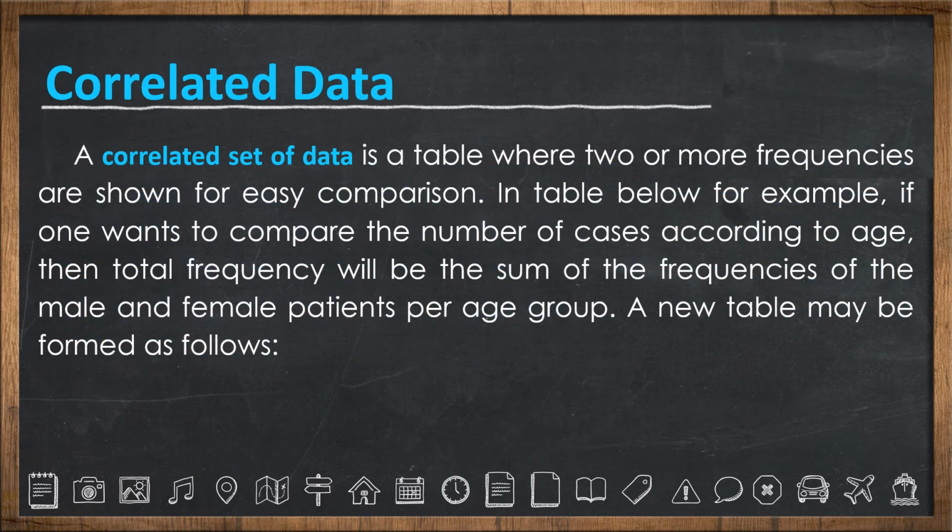Okay? So, correlated data. The correlated set of data is a table where two or more frequencies are shown for easy comparison. If one wants to compare the number of cases according to age, then the total frequency will be the sum of the frequencies of the male and female patients per each group. A new table may be formed as follows.